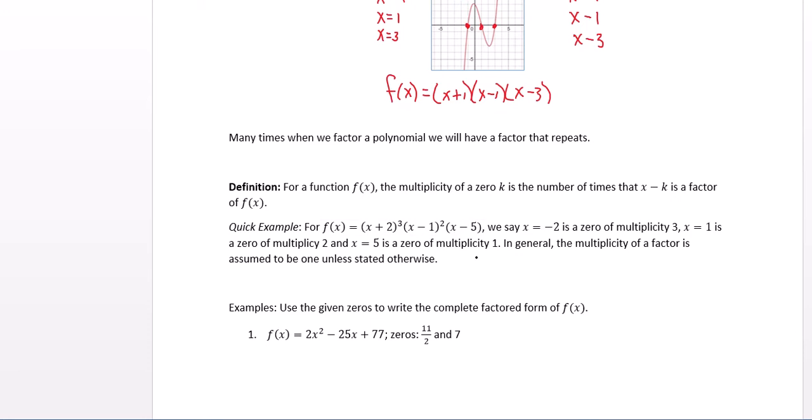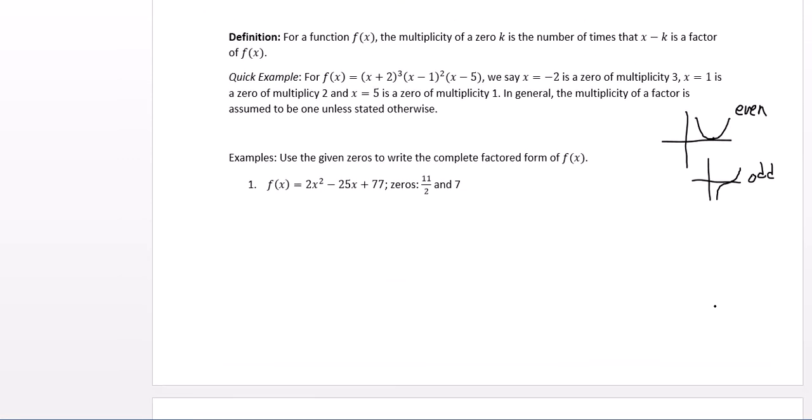In general, we don't say multiplicity 1. We only state a multiplicity if it is greater than 1. So it's always assumed to be 1 unless we say otherwise. So that's a pretty important concept here. And check it out. If you have a multiplicity that's even, it's going to touch the x-axis at the 0. If you have a multiplicity that's odd, the graph of the polynomial will pass through the 0. So that's a quick and easy way of telling if you have an even or an odd multiplicity just by looking at the graph. Okay, so given some zeros, we can write the factored form.